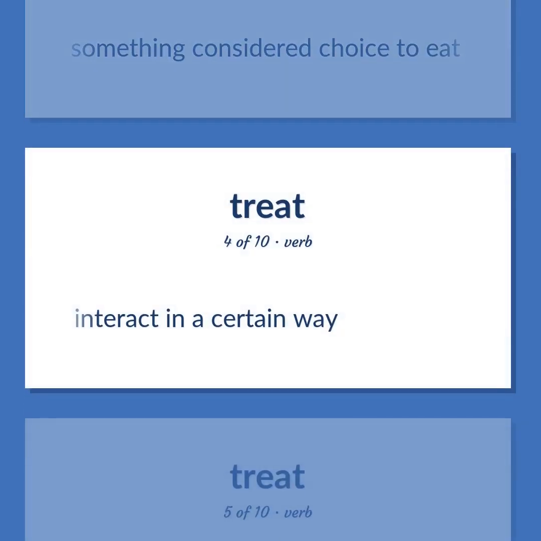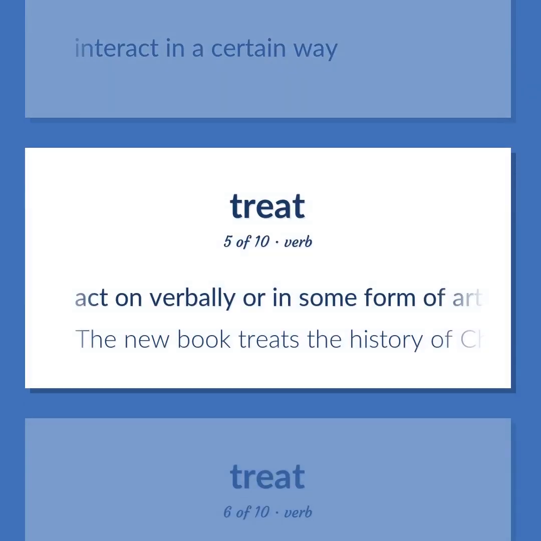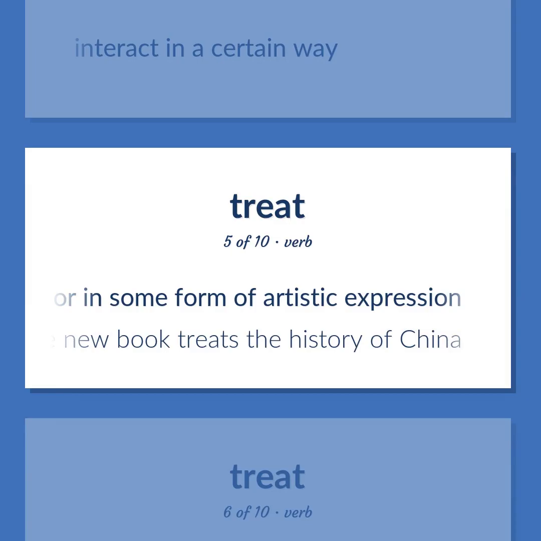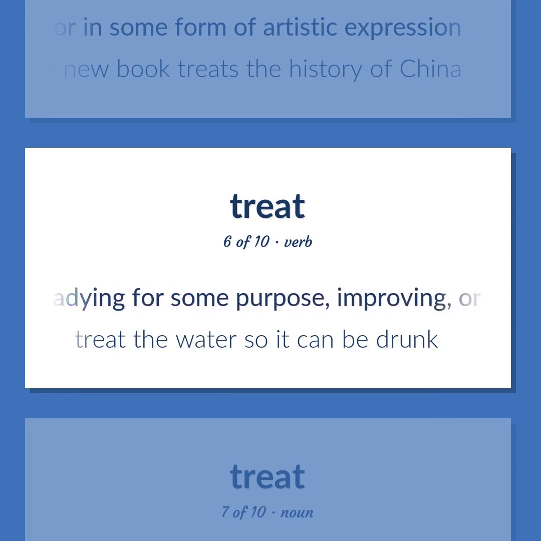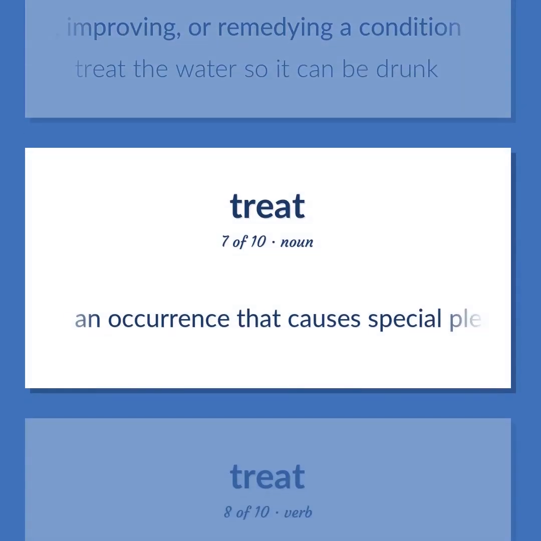Interact in a certain way. Act on verbally or in some form of artistic expression. The new book treats the history of China. Subject to a process or treatment, with the aim of readying for some purpose, improving, or remedying a condition. Treat the water so it can be drunk. An occurrence that causes special pleasure or delight.